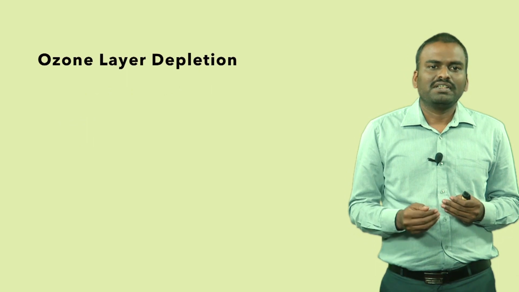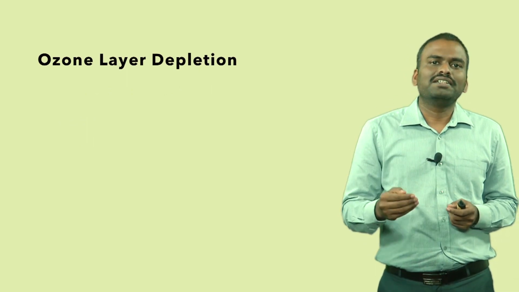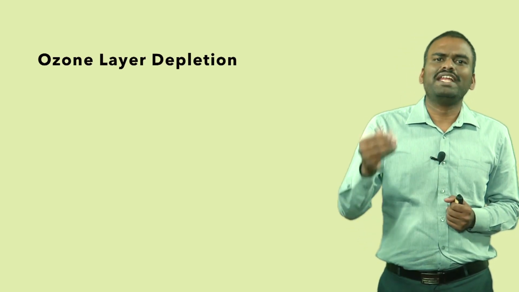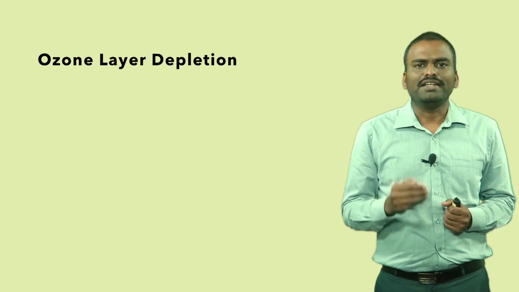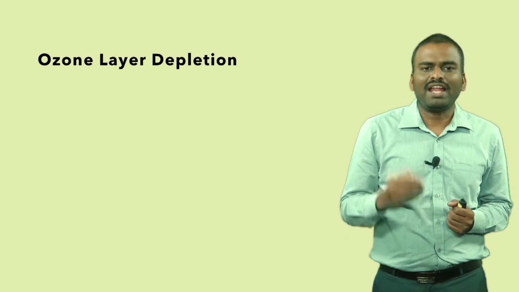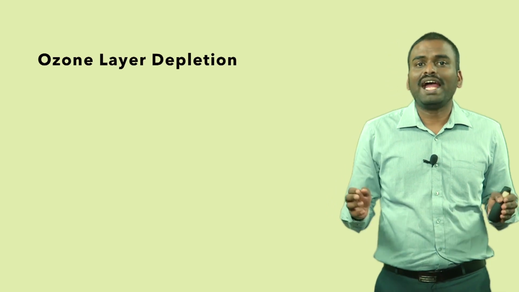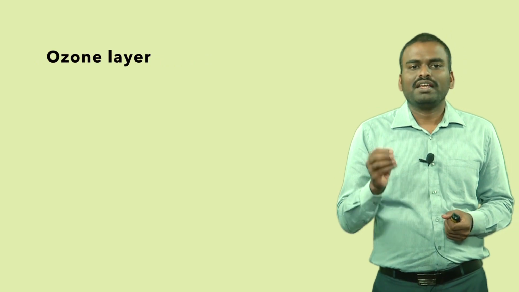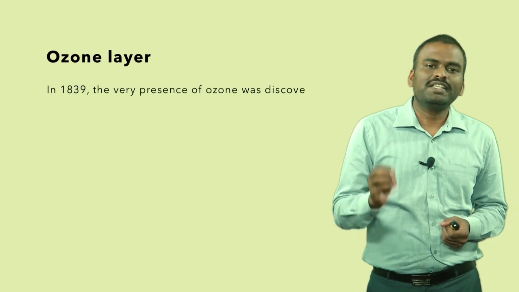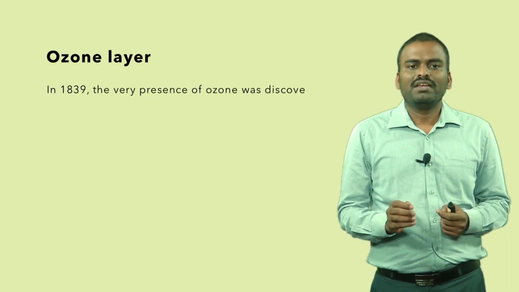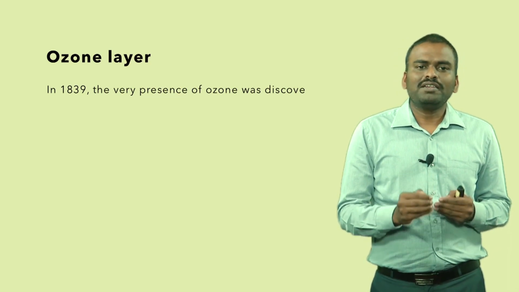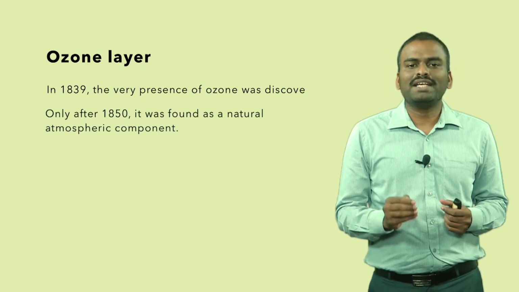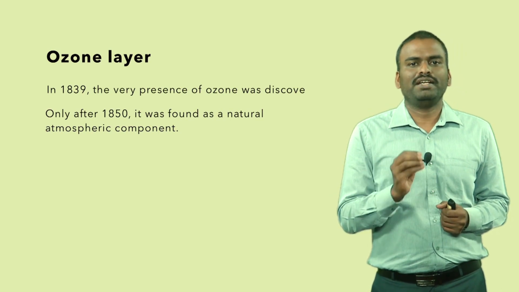Ozone layer depletion. The ozone layer depletion started somewhere way back in the 19th century, but because of the lack of science and technological development, none of the people visualized this problem. Nobody had visualized that ozone layer depletion would be a problem. First in the world, in 1839, the very presence of ozone was discovered. Then after a few years, in 1850, it was found as a natural atmospheric component.